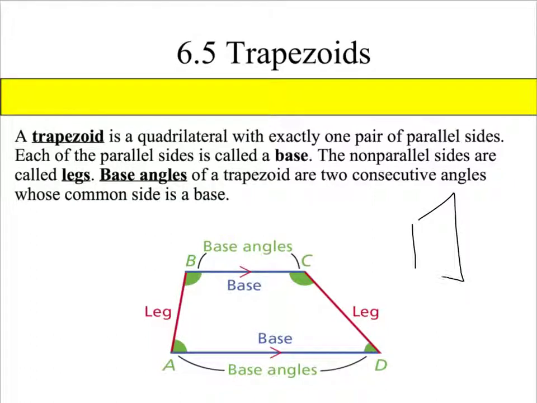So if we look at this, this is a normal shape for a trapezoid. These are always going to be parallel. You're going to have one pair of sides that are always parallel in a trapezoid. Those are going to be called your base. Okay, awesome.